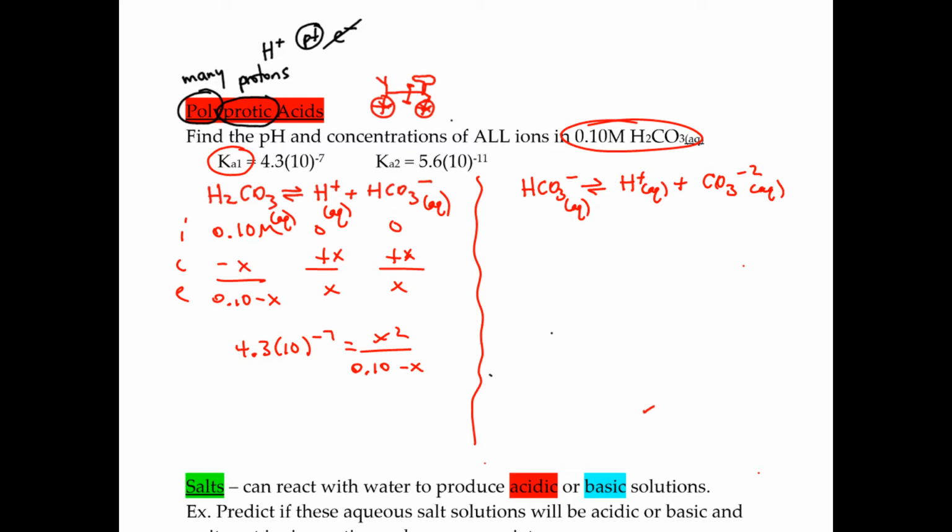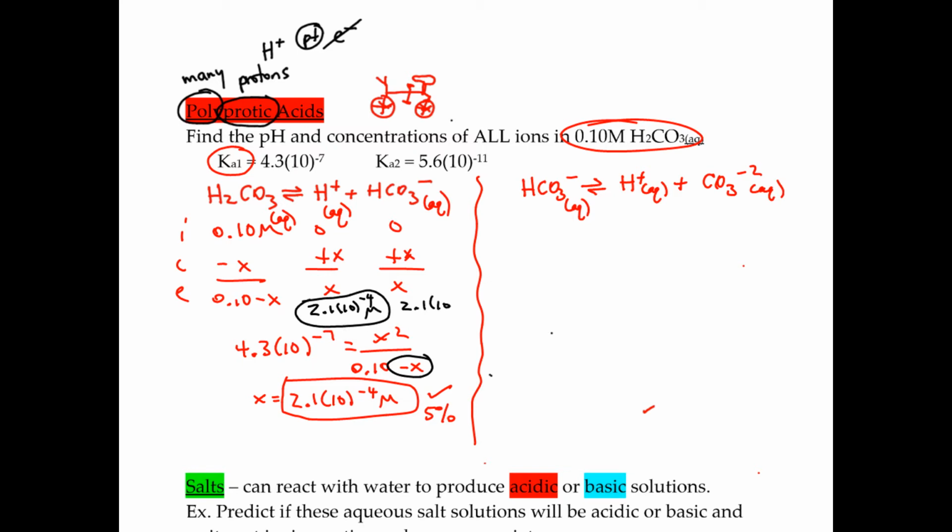We're going to ignore this X right here because the Ka is quite small. And when we do the math, we find out that X equals 2.1 times 10 to the minus 4th molar. And that will also pass the 5% rule, so we are okay to ignore it. All right, so that means that I'll write them in here. 2.1 times 10 to the minus 4th molar for the H plus, 2.1 times 10 to the minus 4th molar for the bicarbonate, and 0.1 minus that is still going to be 0.1.